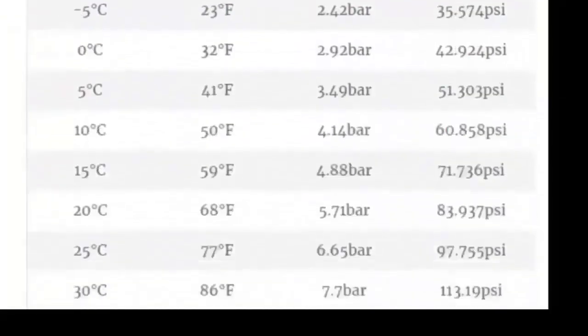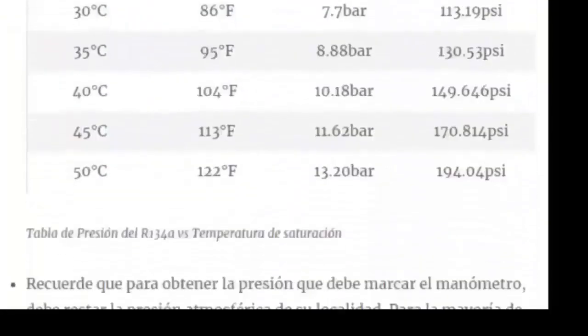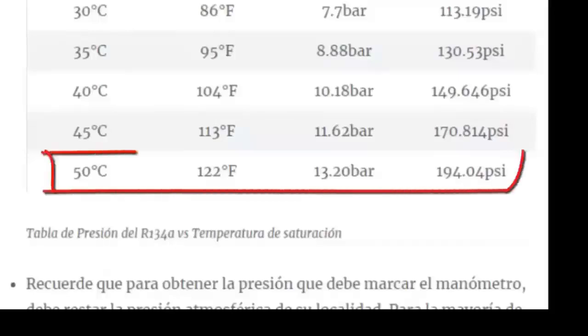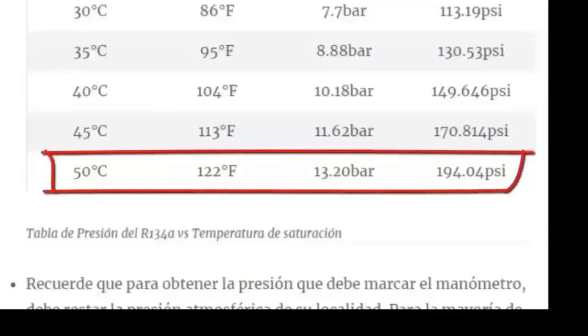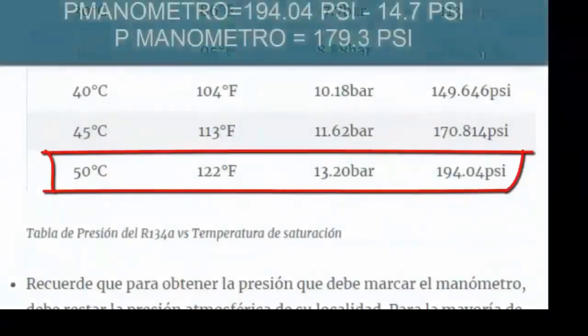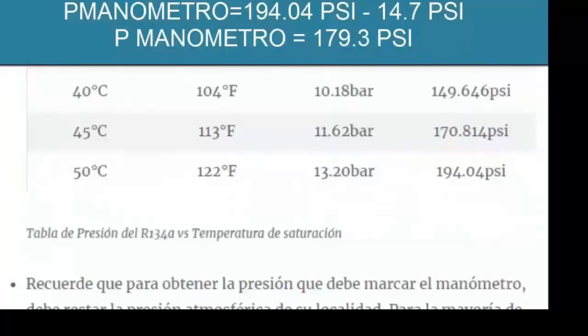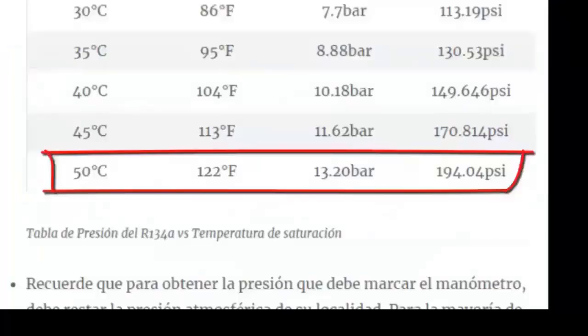High pressure with R134a. To calculate high pressure, add 15 degrees Celsius to the ambient temperature and look up the value in the table. For example, ambient temperature, 35 degrees Celsius. Add 15 degrees Celsius to the ambient temperature. Adjusted temperature, 50 degrees Celsius. Absolute pressure, 194.04 psi. Gauge pressure, 179.3 psi.